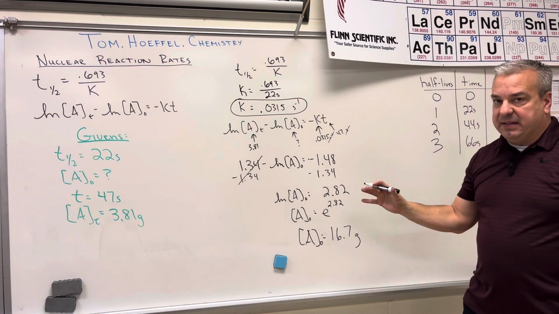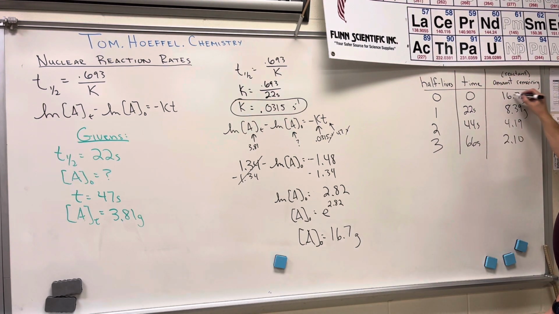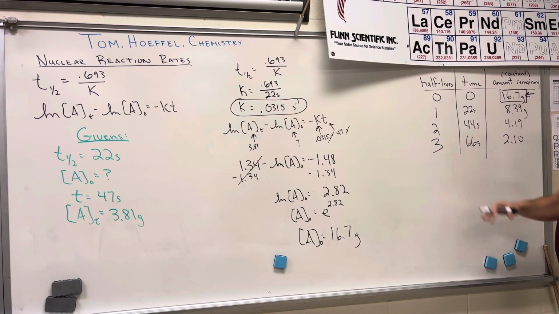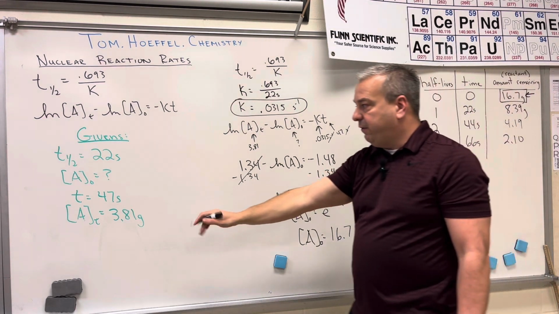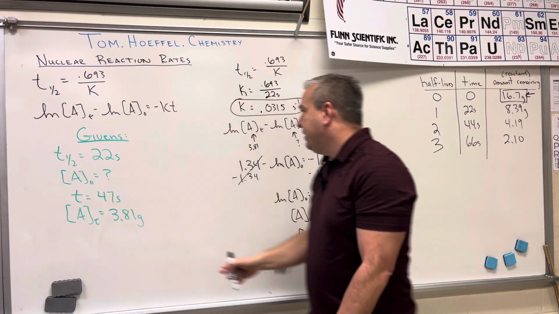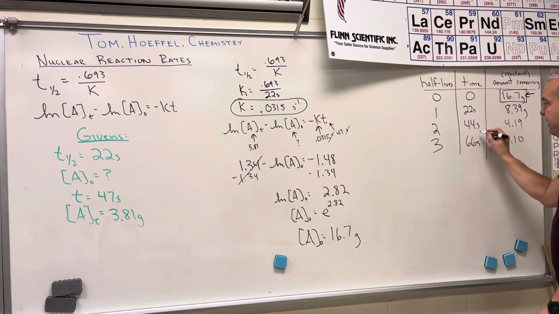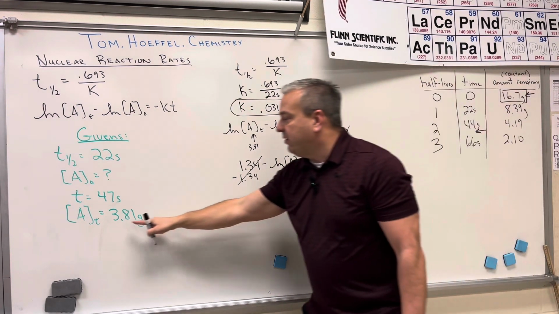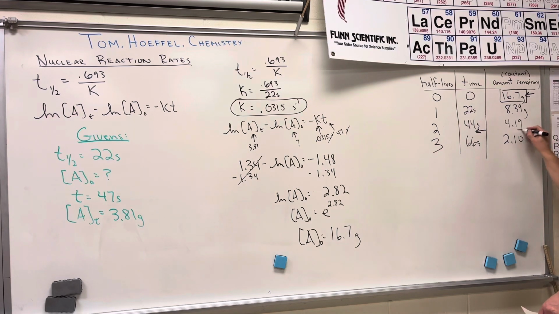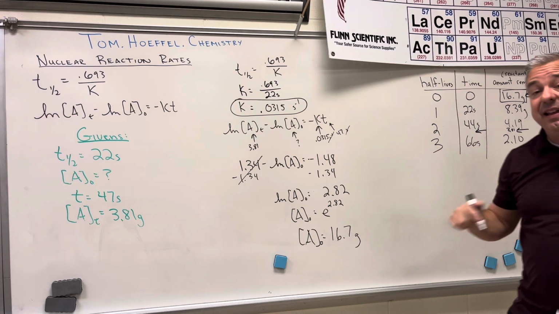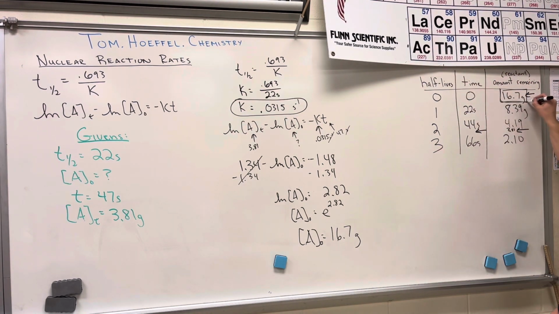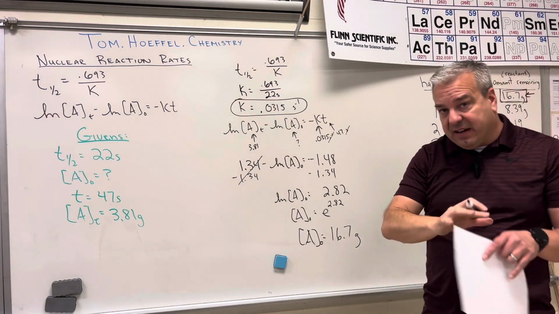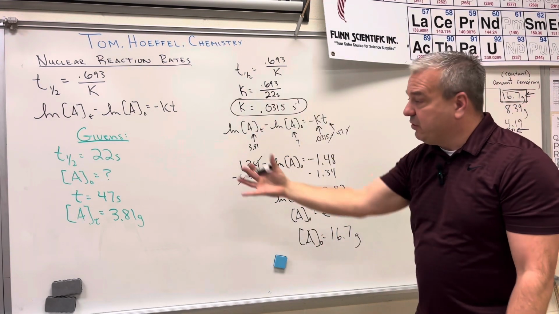So let's see if all this makes sense. If this is my initial amount, if this is my answer, then the stuff in my givens should fit. So at 47 seconds, where's 47 seconds? It's right here, just past the second half-life. They say that there's 3.81 grams. Well, is 3.81 just below 4.19 and above 2.10? It is. So that makes this answer make a lot of sense. I think it's a viable answer to our situation here.